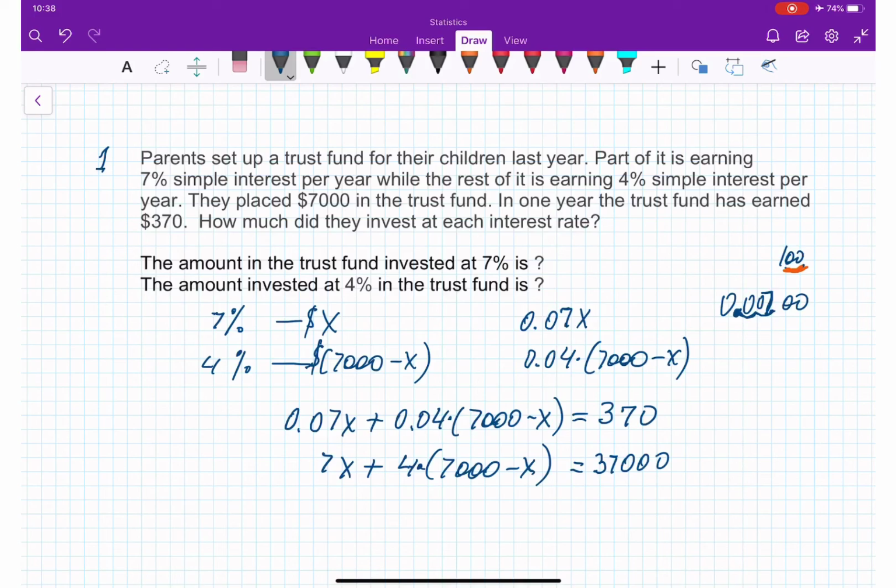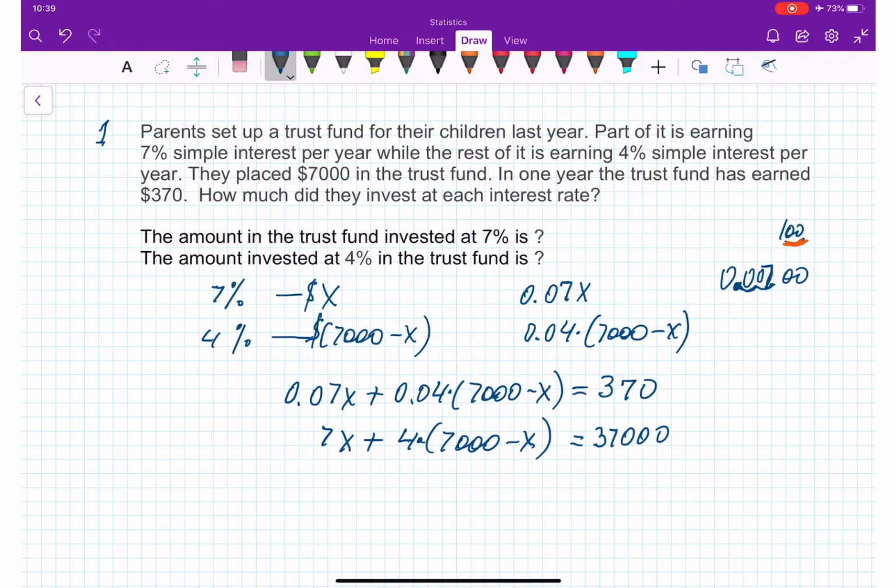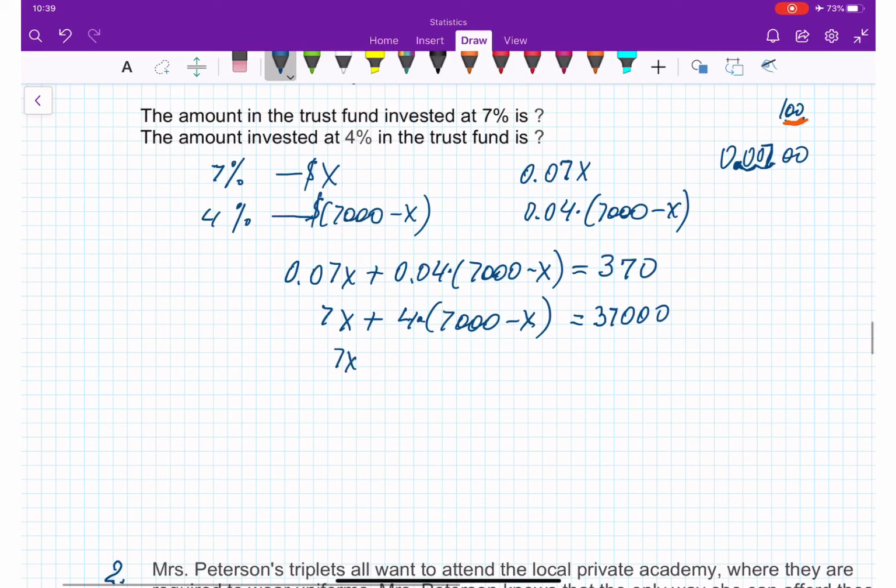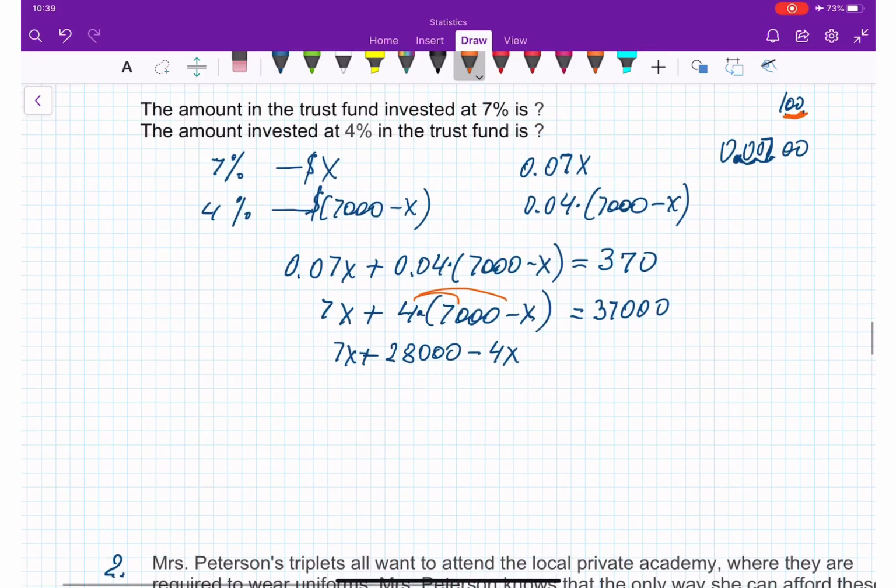Remember one thing, whatever change you do on one side of the equation, you have to do precisely the same change on the other side of the equation. Okay, so what do we get from here? 7x plus 28,000 minus 4x. What we are doing, we're just distributing, right? Okay, this is equal to 37,000.